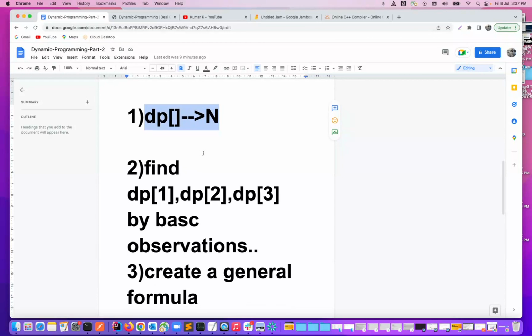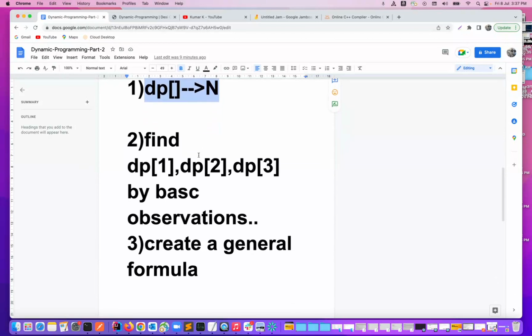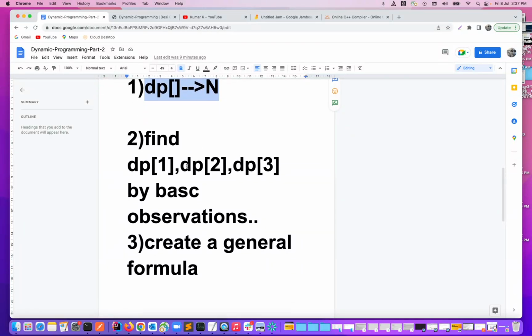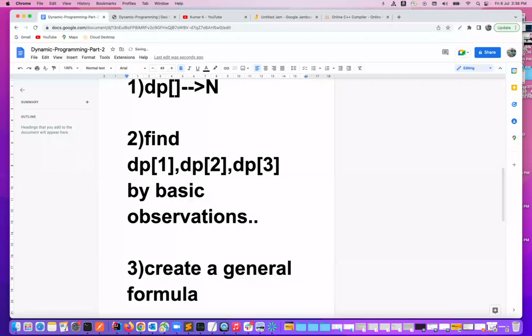Then step number two, always remember the steps, these make things easy. Step number two is to find dp1, dp2, and dp3. For these small values like 1, 2, 3, try to calculate the values of dp for these small indices just by your basic observations. You don't need to do much, just use your basic observations and try to calculate the values of dp of 1, dp of 2, dp of 3.